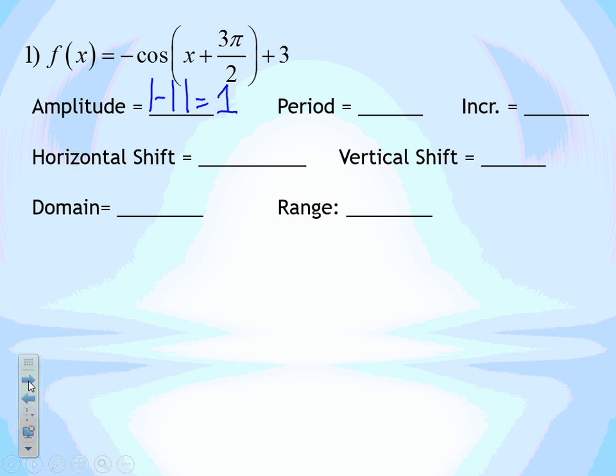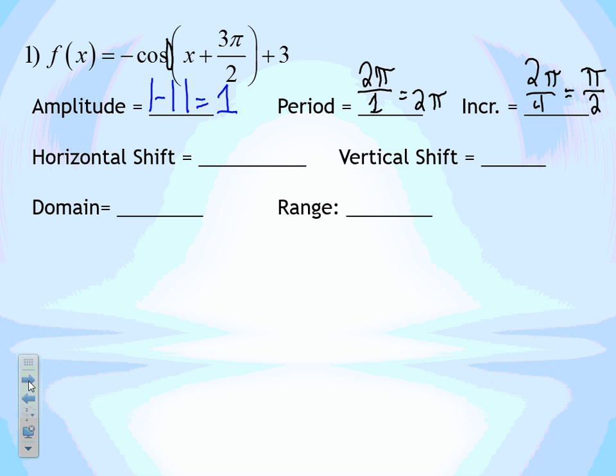Our period is going to be 2 pi divided by, now that's what's right here after cosine, since there's nothing there, it's going to be 1. So this equals 2 pi. And to find our increment, we're going to take 2 pi divided by 4, and that simplifies to pi over 2.